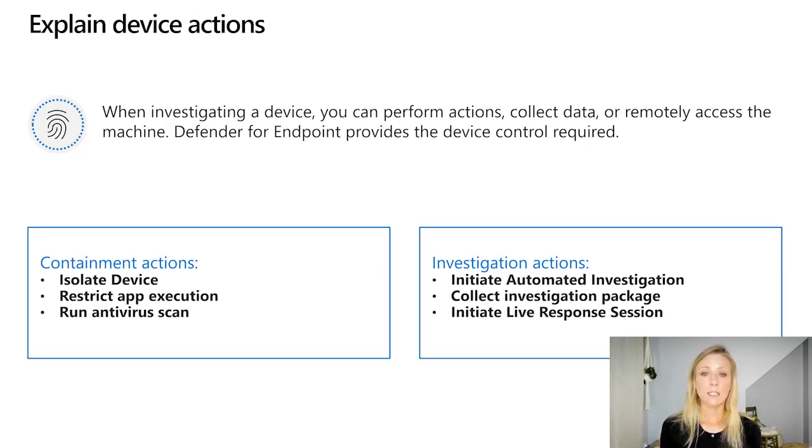So next, you can also do other device actions, such as the investigation actions that we have listed here. So you can start a new general purpose automated investigation on the device as needed. And while it's running, any other alert generated from the device will be added to this automated investigation until it's completed. In addition, if that same threat is seen on other devices, then those devices are automatically added to the automated investigation.